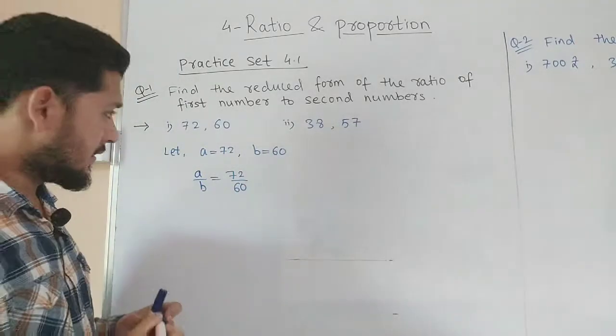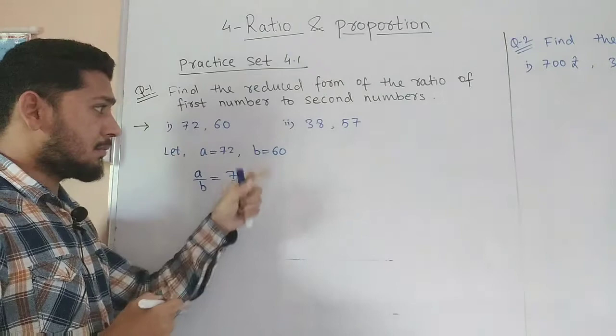First we'll consider the first number as A and the second number as B.